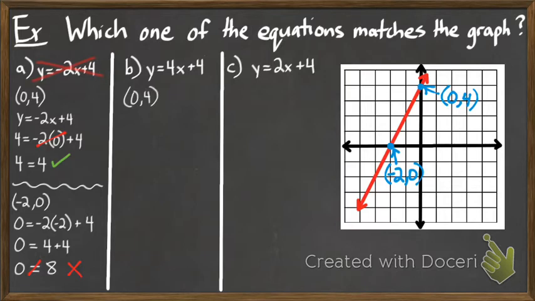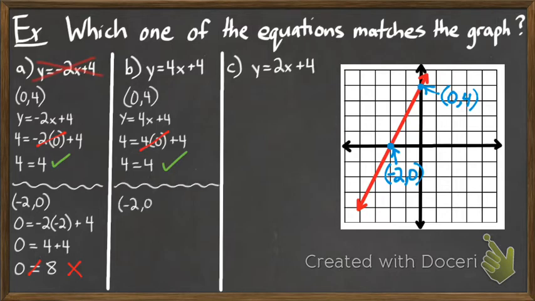Alright, let's look at our next equation. Our next equation is y equals 4x plus 4. If we plug in the points for our y-intercept, (0, 4), we get 4 equals 4 times 0 plus 4. When we simplify this, 4 times 0 goes away, so we're left with 4 equals 4. So that works out. We know that it does work for our y-intercept.